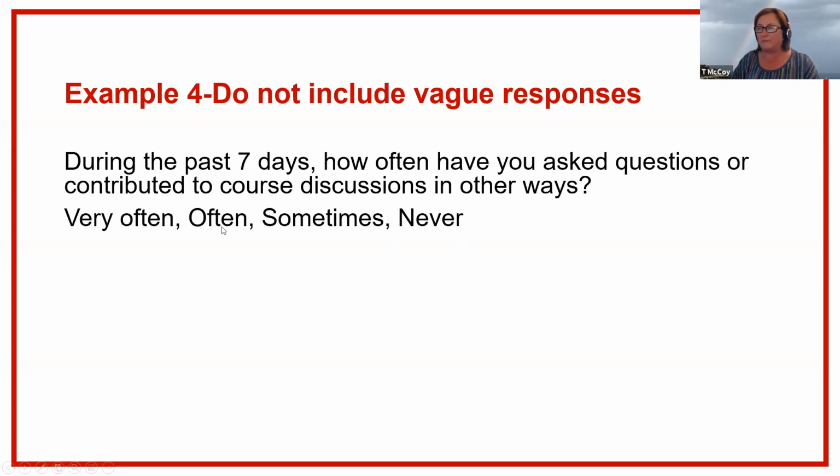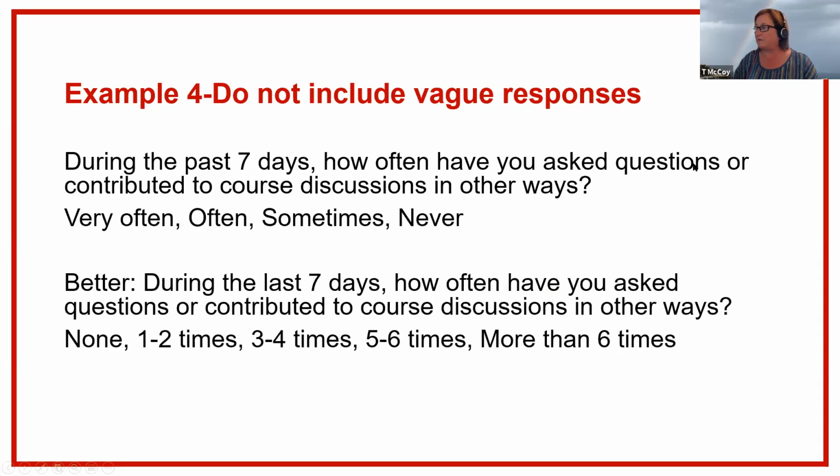I tell you what, we could fight about scales too with this one. During the past 7 days, how often have you asked questions or contributed to course discussions in other ways? So the scale there is very often, often, sometimes, never. Better: we're going to put some numbers with the scale, right? Because what does very often mean? What does often mean? Sometimes, never. During the last 7 days, how often have you asked questions, et cetera? None, 1 to 2 times, 3 to 4, 5 to 6, more than 6.